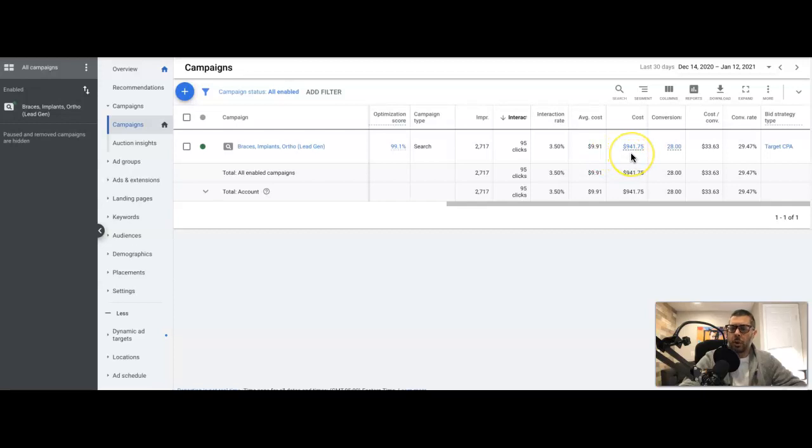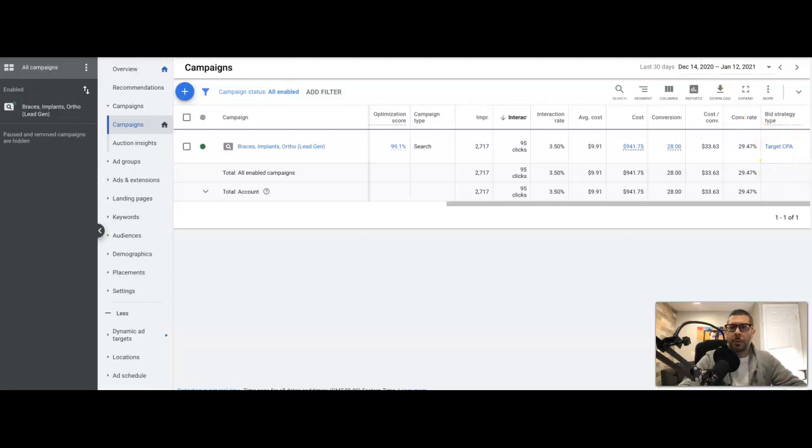$9.91. Total cost for the month for the client was $941. They've gotten out of this 28 leads at a cost per lead of $33. Conversion rate 29%. I'm extremely happy with that. You can see here the bidding strategy we're using is Target CPA. If you don't know what Target CPA is, go to our Clicks Geek channel and look at the bidding strategy playlist, and I'll walk you through exactly what it is and how it works.